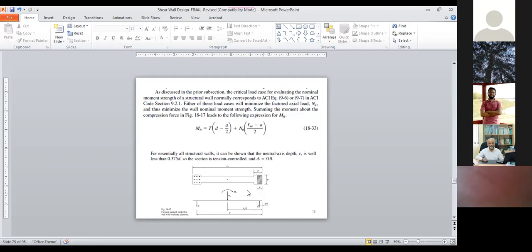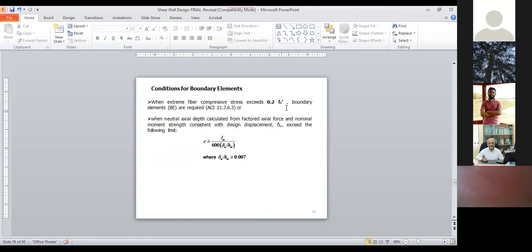Here you neglect the compression reinforcement. And if you have tension control, if c is less than 0.375d, then you can use the capacity reduction factor of 0.9.